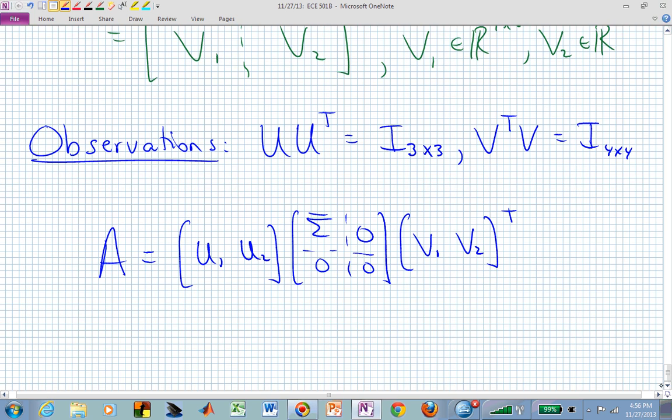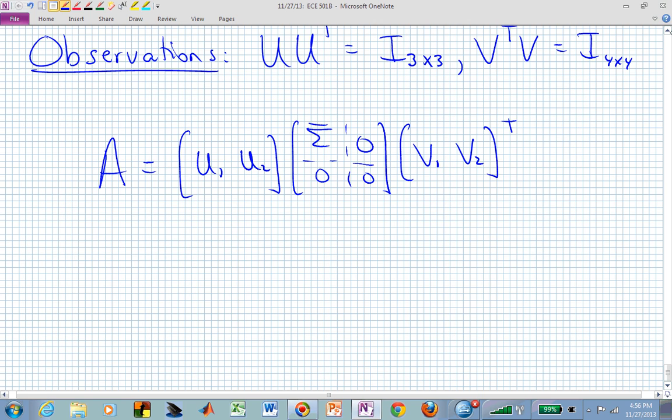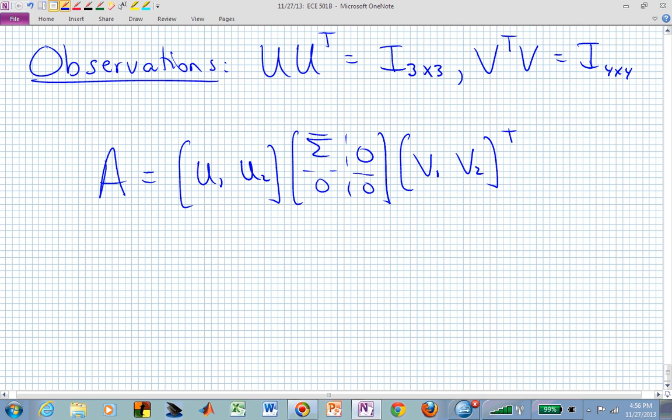But now what if I multiply both sides on the right by V? And remember what I just had here. I said V transpose V was the identity. So if I hit the right-hand side of A with V, and I hit the right-hand side of the equality with V, I'm going to have V transpose V. That's going to be the identity, and I'm just going to be left with U sigma. But U sigma has special structure if you multiply it out. So let's now look at that.